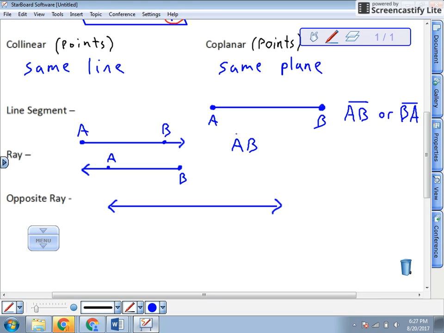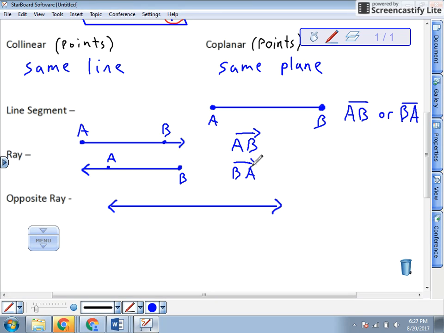Now I need the arrow above it, just the ray symbol. Not like the line with an arrow on both sides, just the one, just like a ray. And then this one at the bottom, I have to start with the endpoint, so I'm going to call it BA. Now, I know in the picture my ray points to the left. When we label it, we always do the ray symbol to the right. So we call this BA. Hopefully that doesn't confuse you too much.